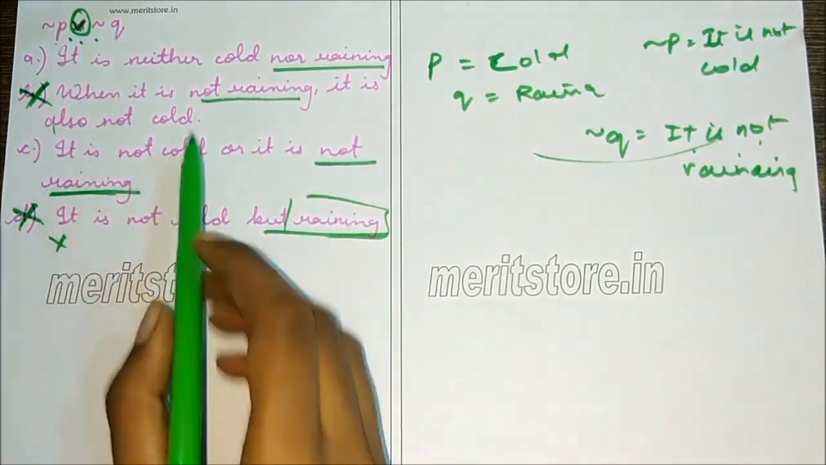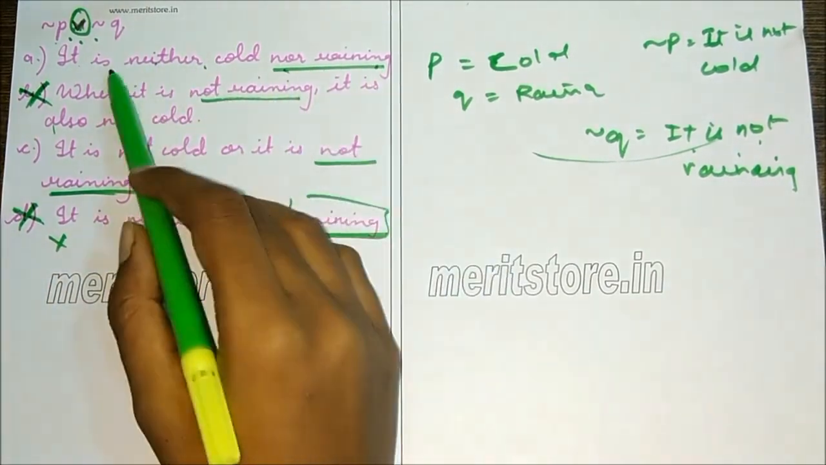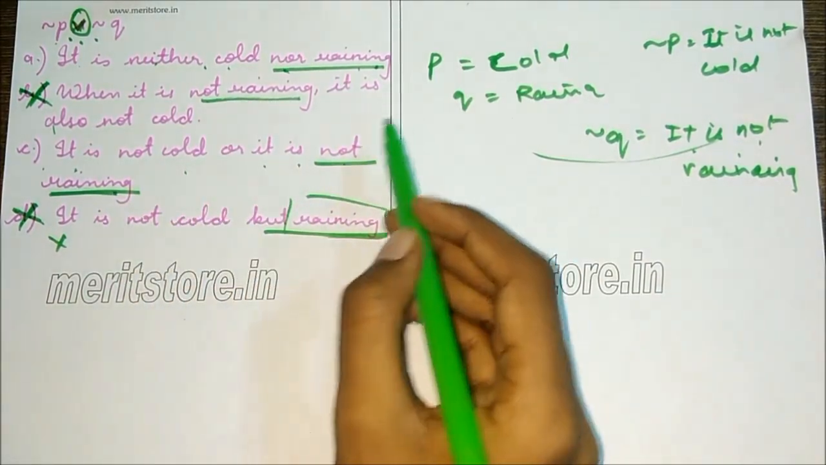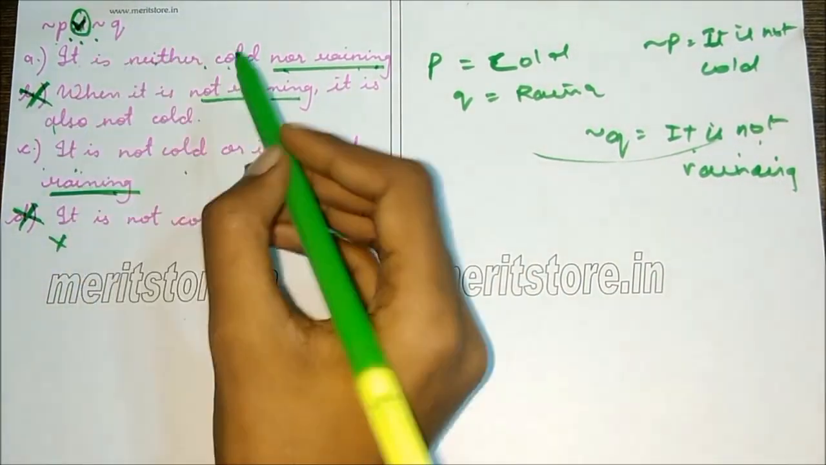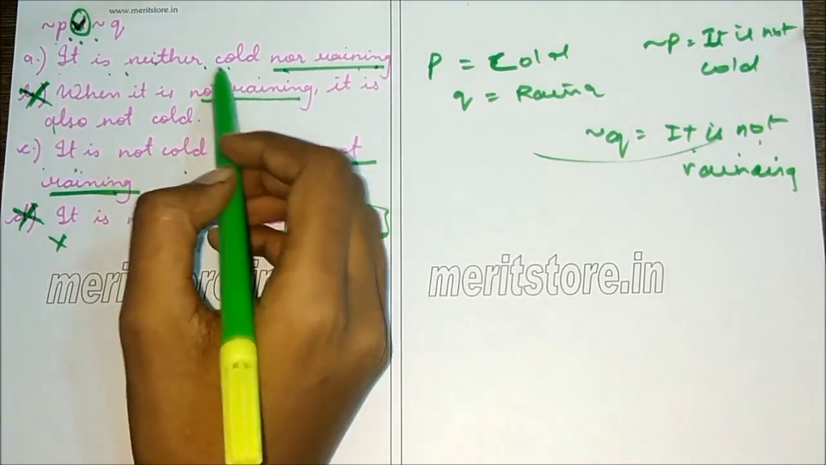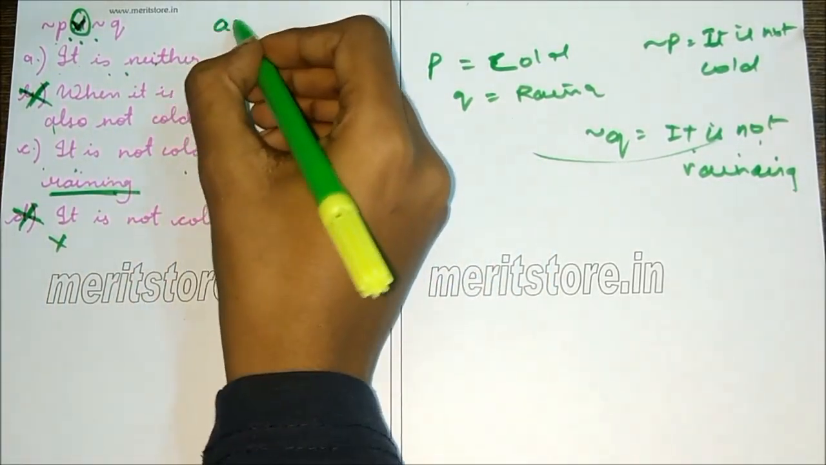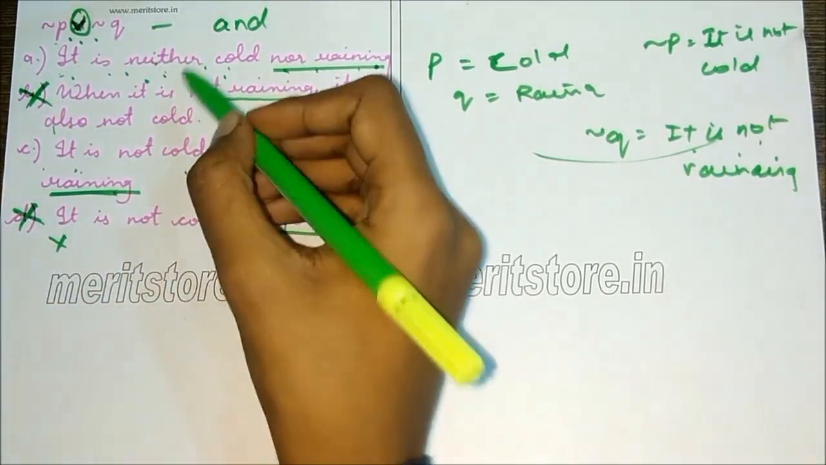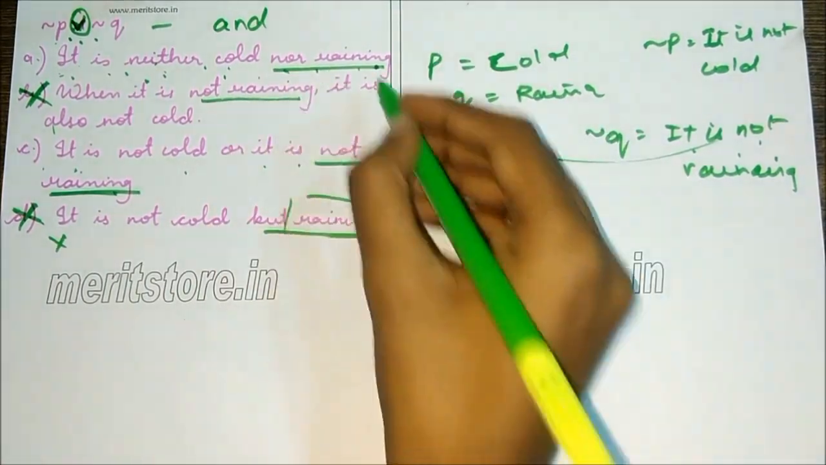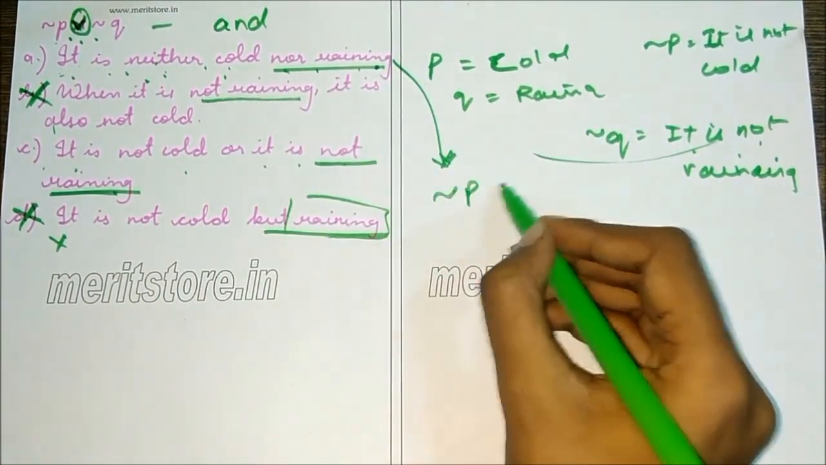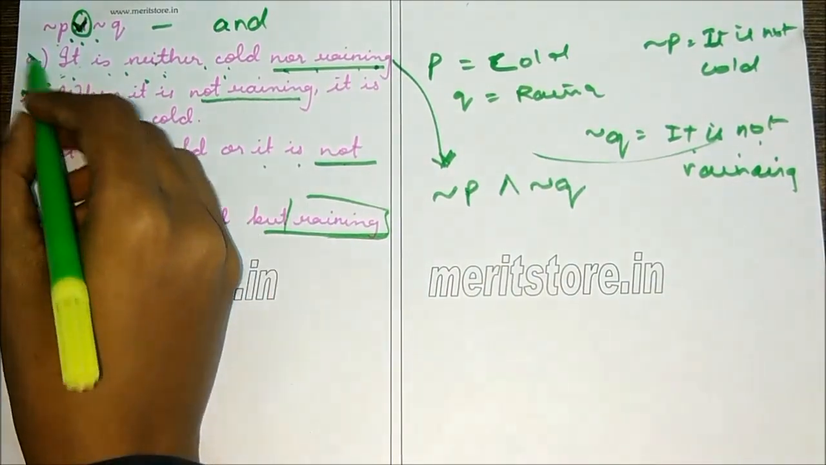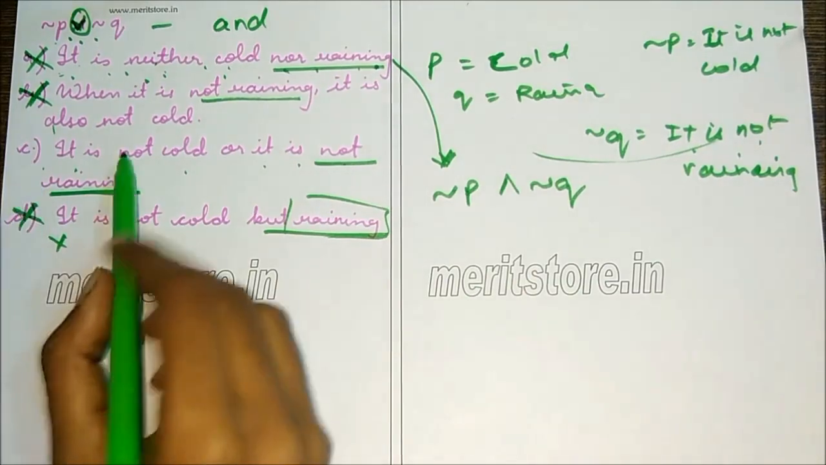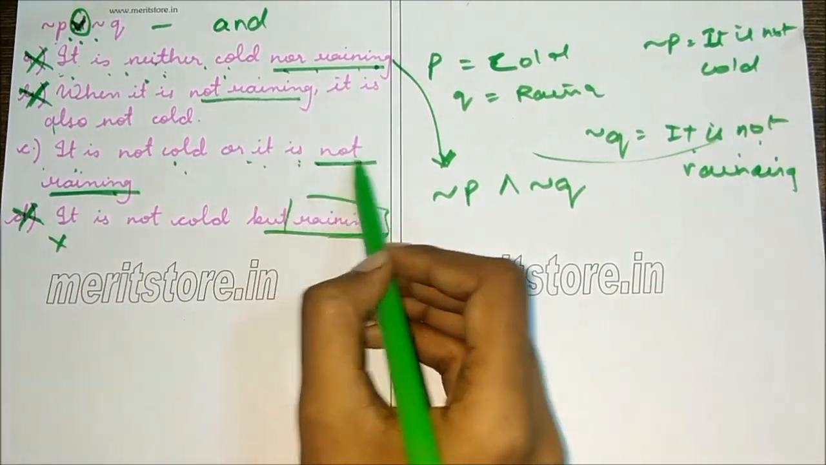So let's compare A and C. A is it is neither cold nor raining. C is it is not cold or it is not raining. So the connector used is or, and in this statement it is neither cold nor raining. It is a form of and, negation of and. It means it is not cold and it is not raining. So the symbolic form of this is negation of P and negation of Q. So this is invalid since the connector here is or. So the answer is option C. It is not cold or it is not raining.